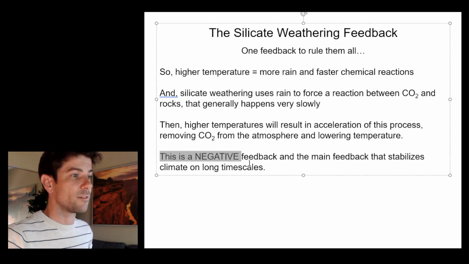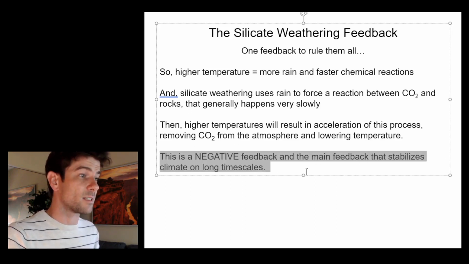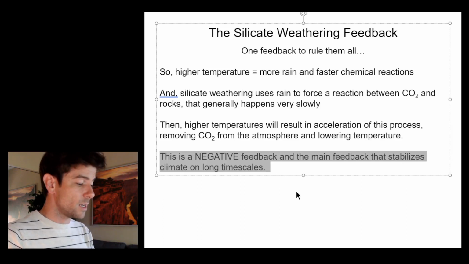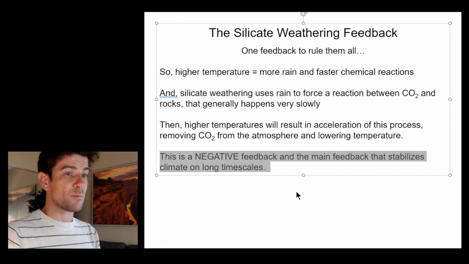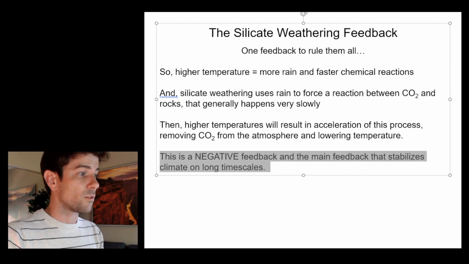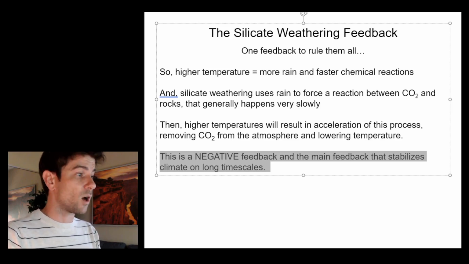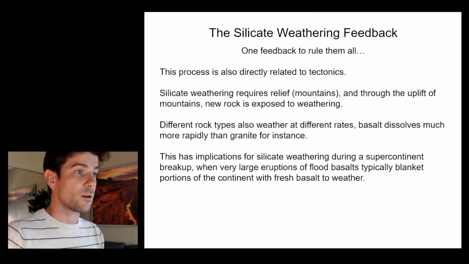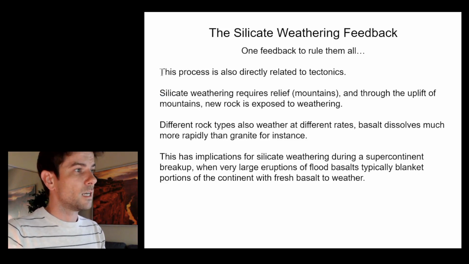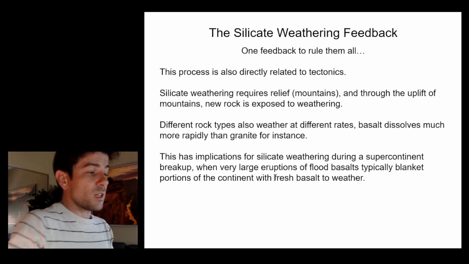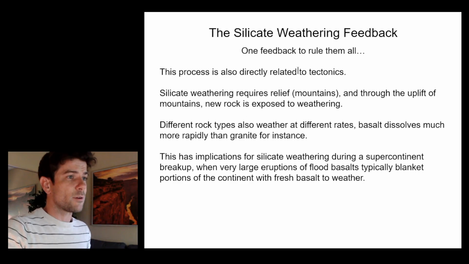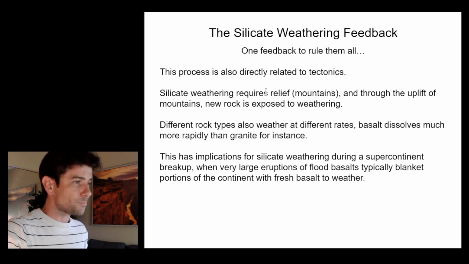Right? It is a negative feedback, and it's the main negative feedback that stabilizes climate on long timescales. It's the main negative feedback that has kept the Earth habitable for 4.5 billion years, kept liquid water on the surface of the Earth. Right? It's directly related to a lot of things, but it's directly related to tectonics for sure. Right?